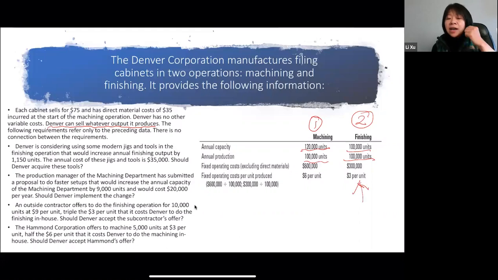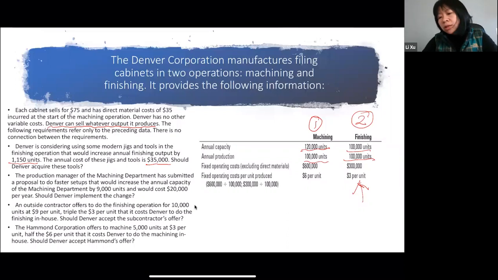All right. So let's take a look at the left side. There are a couple of actions the company is thinking about taking. The first action the company is thinking about is they're going to use some tools, and it can increase the annual finishing output by 1,150 units. So it can increase the capacity, but it doesn't come for free, right? So now you have this annual cost of $35,000 for the tools. The question is, should the company acquire these tools?